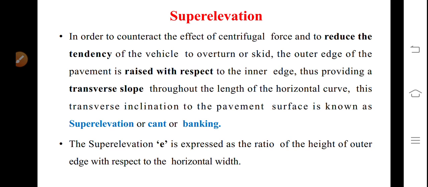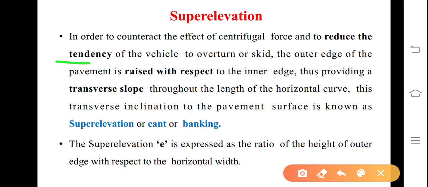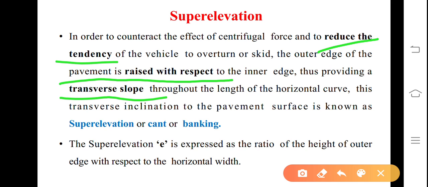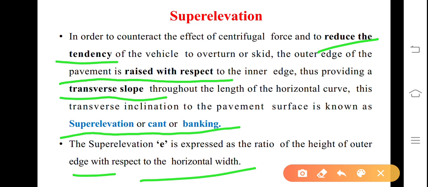Superelevation. What is superelevation? In order to counteract the effect of centrifugal force and to reduce the tendency of the vehicle to overturn or skid, the outer edge of the pavement is raised with respect to the inner edge, thus providing a transverse slope throughout the length of the horizontal curve. This transverse inclination to the pavement surface is known as superelevation, also known as cant or banking. The superelevation is expressed as the ratio of the height of the outer edge with respect to the horizontal width, denoted by e.